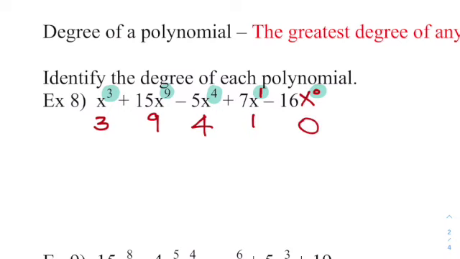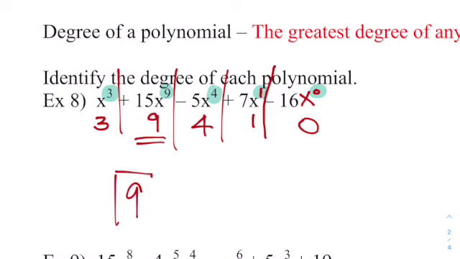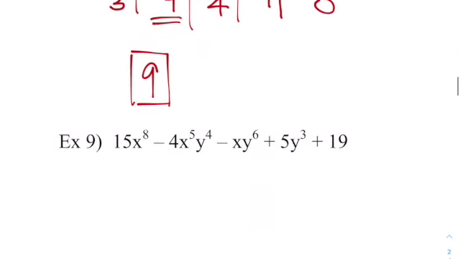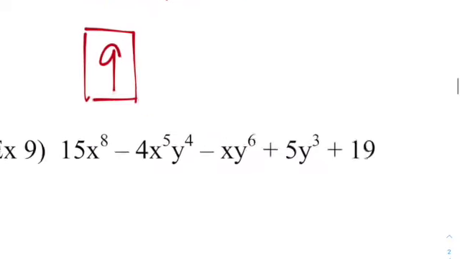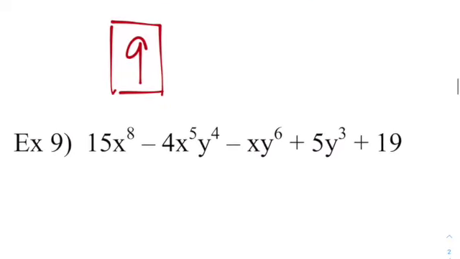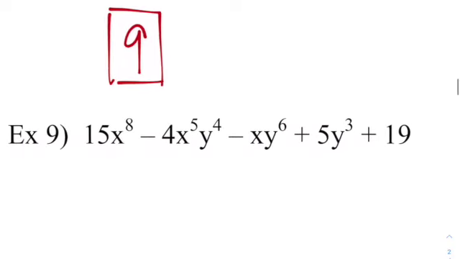In the individual terms, who has the biggest exponent? Well, in this case, it's going to be 9. So the degree of this polynomial is 9, the biggest one of each term. Now, if you look at the next problem, some of them have more than 1 variable. So remember the rules from before. For one term, you have to combine them. So the degree for this one is 8.